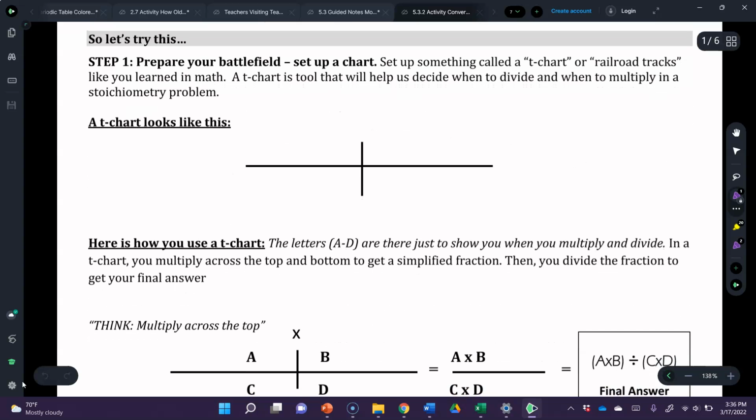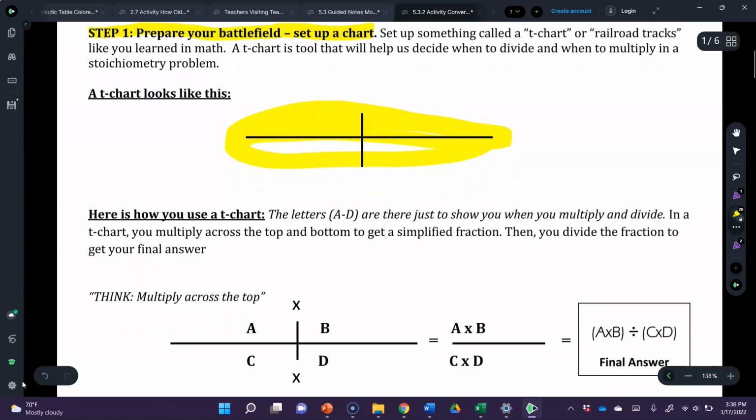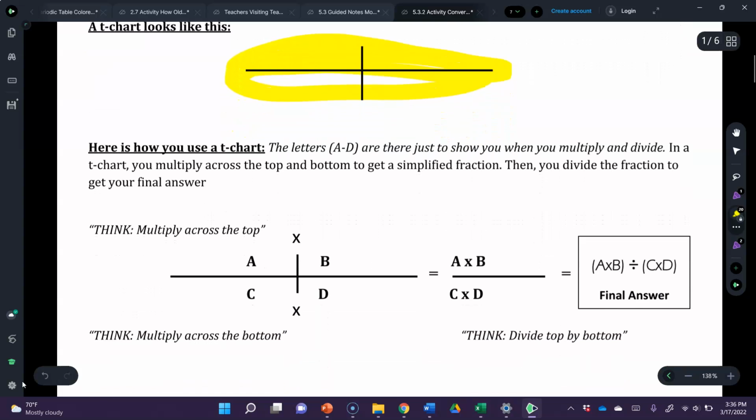So it says step 1, prepare your battlefield. You'll set up your T-chart, so we can highlight that. So prepare your battlefield and set up a chart. So this is your chart. Okay. And then this is how you use the chart, right? So it's technically two fractions where you multiply them against each other. And when it says multiply here, you're multiplying the bottoms, but you'll still divide across this.